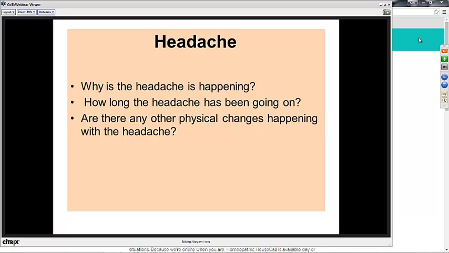And you need to look at any physical changes that are happening with the headache. So headaches that go on and on, or recur and recur, are not an acute problem. Unless somebody is hitting you on the head once a week or whatever it is. Headache is a constitutional problem.